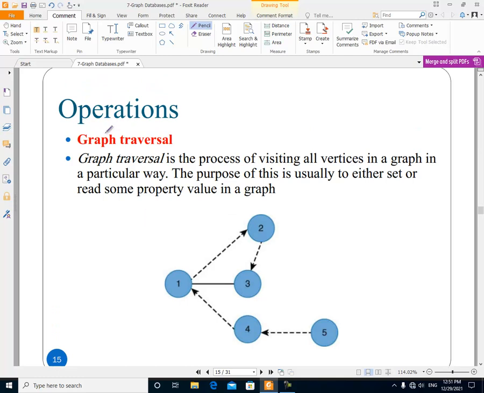And another operation is graph traversal. Graph traversal means visiting the nodes of the graph. So we could have a graph traversal using different methods. We want to visit all of the nodes of the graph to do some specific operation.